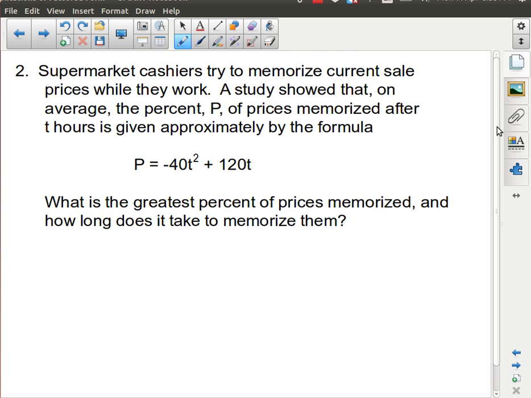All right, next one. Supermart cashiers try to memorize sale prices while they work. A study showed that on average, the percent of prices memorized after T hours is given by this formula. What is the greatest percent of prices memorized, and how long does it take to memorize them? So again, the greatest percent, we are trying to find the maximum of P, and how long does it take?